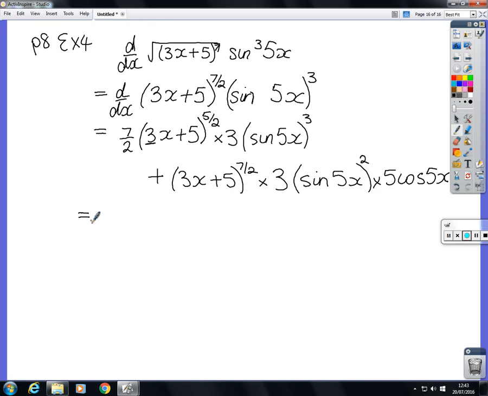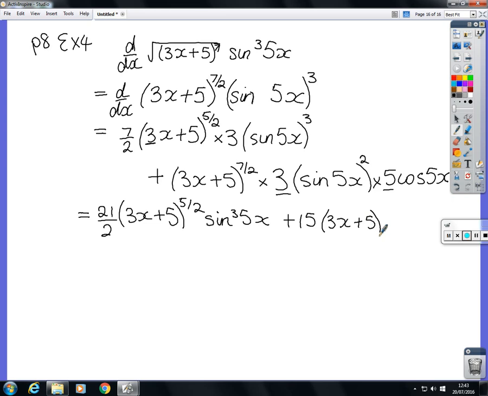Now tidying up, 7 halves times 3 is 21 over 2. Write the two brackets, 3x plus 5 to the 5 over 2. You can write this as sine cubed 5x again. Second term has 3 times 5, which is 15. So we write 15 is the coefficient, 3x plus 5 to the 7 over 2, sine squared 5x cos 5x.